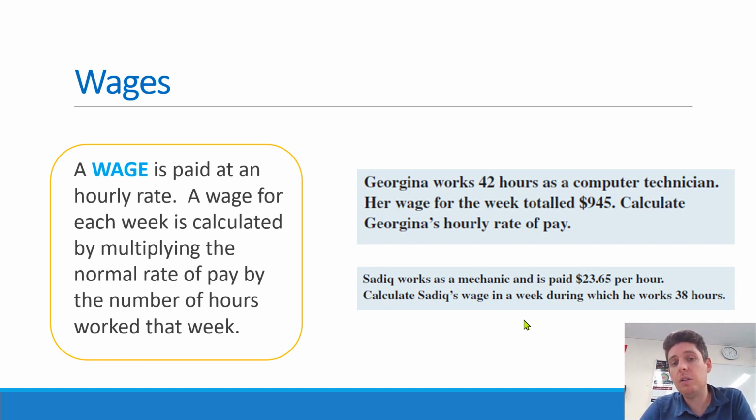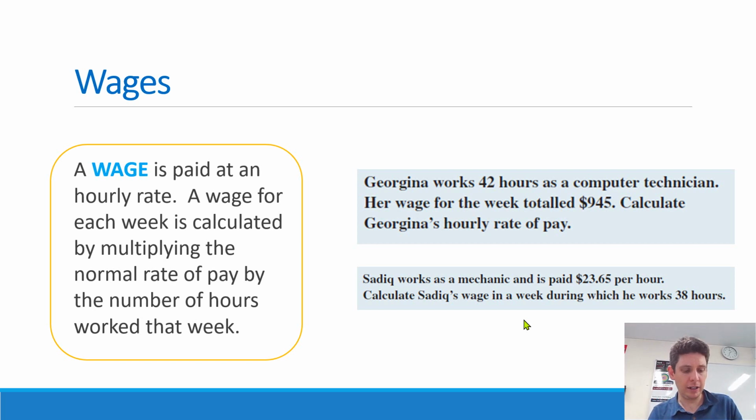So Georgina works for 42 hours and she gets a wage for the week of $945. Let's try and figure out what's her hourly rate of pay. Any thoughts? First up, you want to convert it to a rate, which we talked about last lesson. So we want it in dollars per hour. So it's currently $945 per 42 hours. So we're going to convert the 42 to one hour, which means dividing by 42.